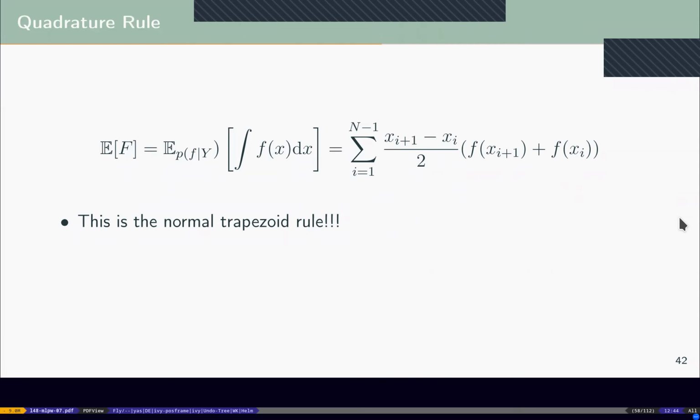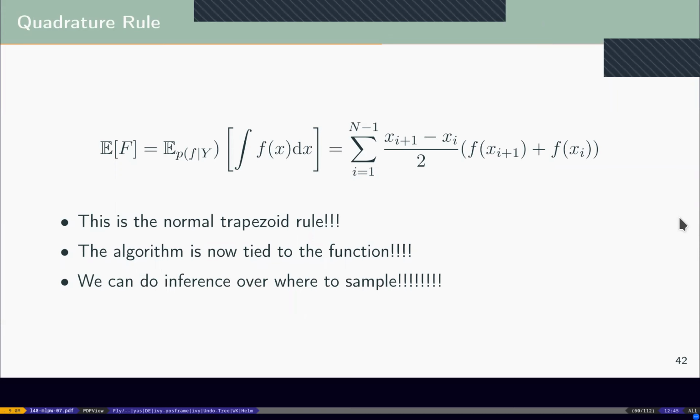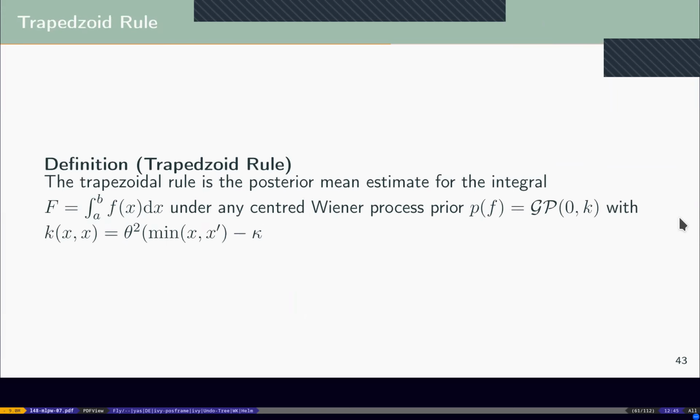It was derived in a completely different way, by making an assumption about the function. Not rocket science: I made the assumption that the function is piecewise linear, and I end up with the trapezoid rule. It kind of makes sense, right? But placing different assumptions on the function will lead you to different algorithms. That's the thing we've shown before.